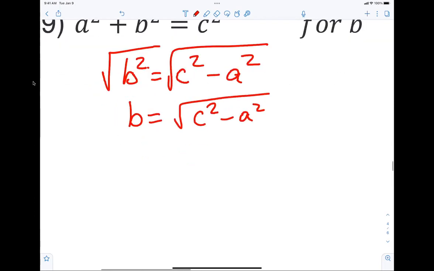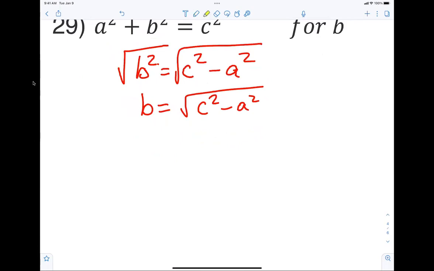Listen. I'm pretty happy with you about that, but you cannot take square roots through addition and subtraction. That was a good thought, though. Finally, I'm able to tell you that. All right. To undo a square, you need to take the square roots.